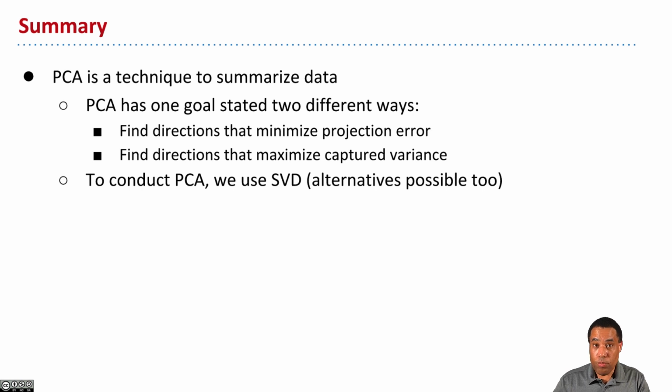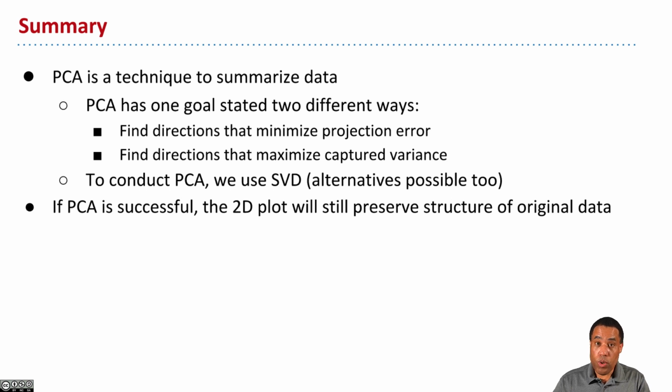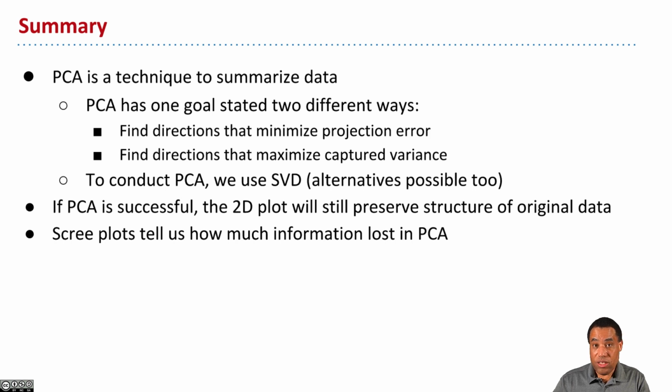So to perform principal components analysis, we use singular value decomposition. There are other alternatives, but that's beyond the scope of this class. The important thing is make sure you center your matrix before you perform the SVD step. Now, if the principal components analysis is successful, then that 2D plot that we get still preserves the structure of the original data. And the scree plots are a way that we can tell how much information is lost, because we can see if we throw away principal components, what is the reduction in capturing that variance that we're going to see.